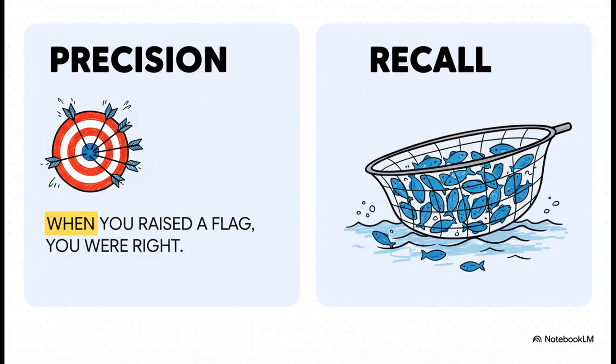Now, two of the most critical grades on this report card are called precision and recall. They sound kind of similar, but trust me, they measure very, very different things. Precision asks, when the model predicts yes, how often is it correct? It's all about avoiding false alarms. Recall, on the other hand, asks, of all the things that are actually yes, how many did the model find? This one's all about not missing anything important.